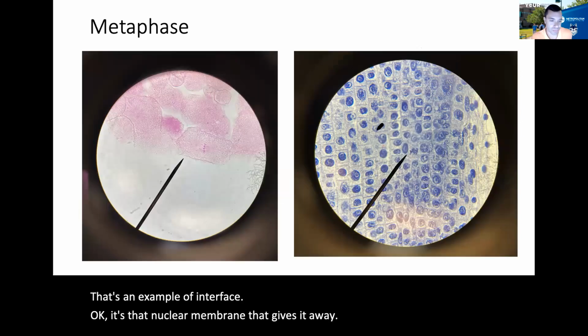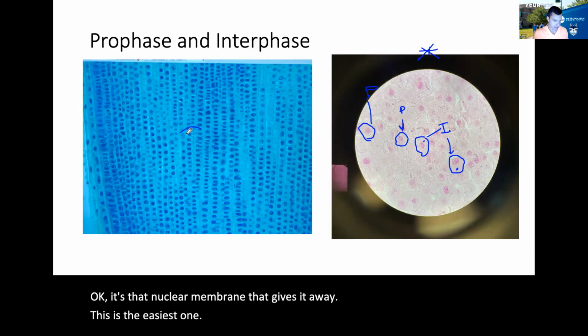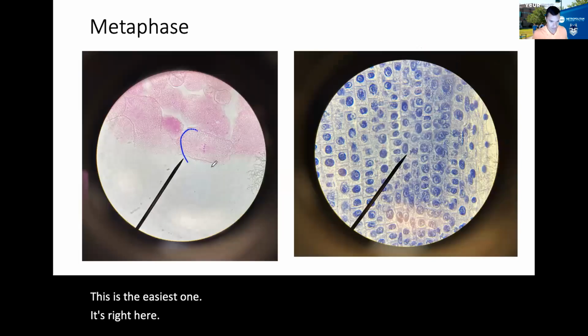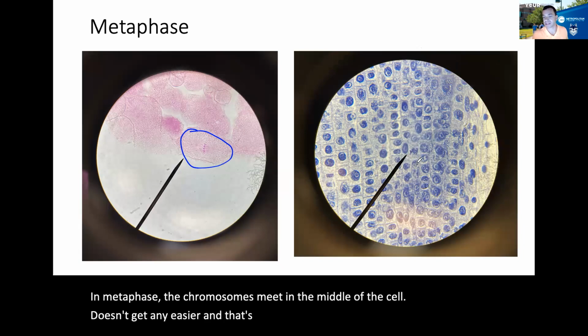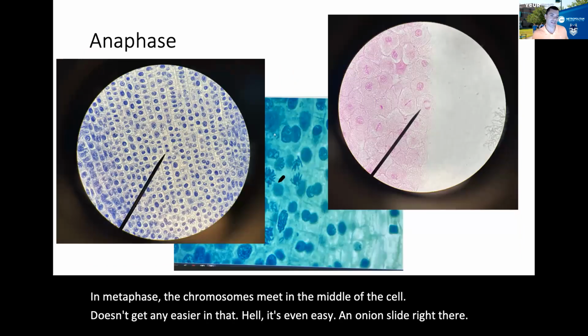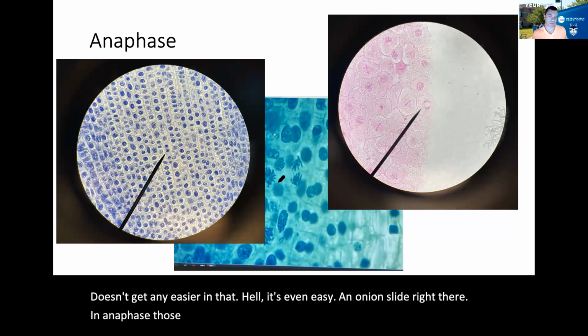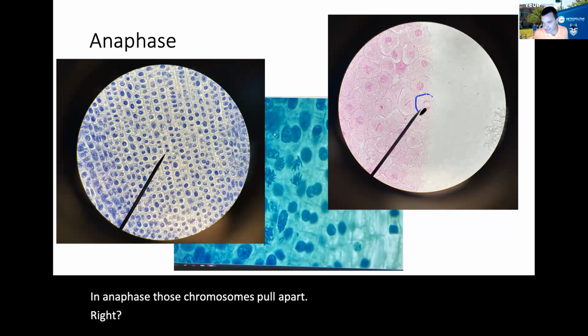This is the easiest one. It's right here. In metaphase, the chromosomes meet in the middle of the cell. Doesn't get any easier than that. It's even easy on an onion slide, right there. In anaphase, those chromosomes pull apart. The second easiest one to see, right there.